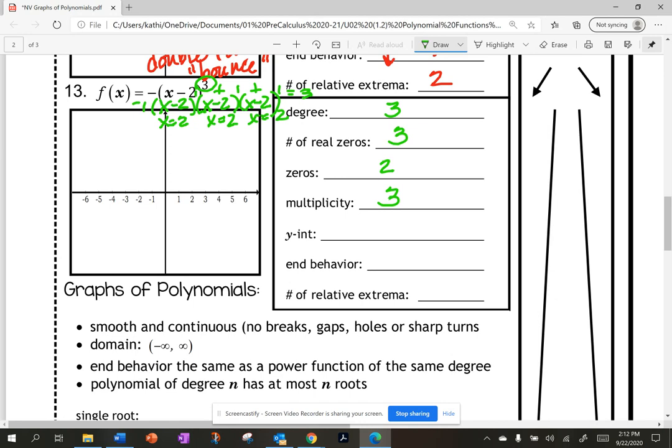My y-intercept, I would take the constant. So I'm going to multiply this negative 1 times negative 2 times negative 2 times negative 2, which is positive 8.